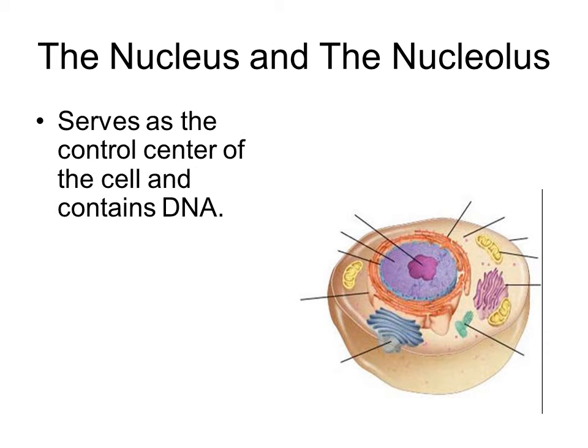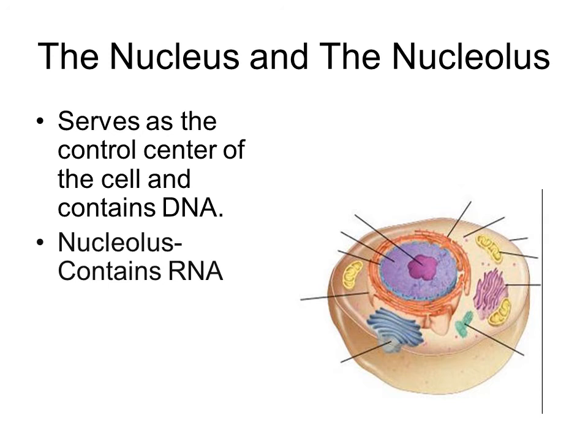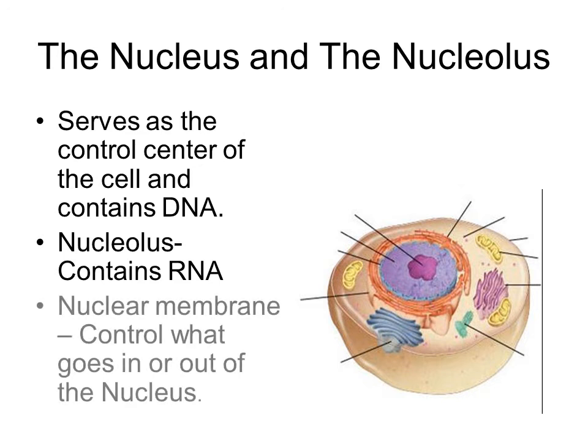Then we have the nucleolus, and the nucleolus is a location where it contains RNA, and specifically ribosomes are made in the nucleolus. We'll be learning more about ribosomes later, but right now, knowing that the nucleolus contains the RNA is what we'll focus on. And the nuclear membrane controls what goes in or out of the nucleus. Remember I was talking about that protection for the DNA. Well, by having that membrane and having control of what goes in and out of the nucleus, you have a better chance of really protecting that DNA.